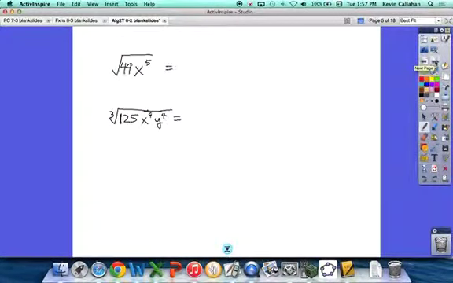Now it won't always be as simple as the last slide. Sometimes there's going to be some numbers involved. Sometimes there'll be more than one variable. Take the square root of 49x to the fifth. You could break it into the square root of 49 times the square root of x to the fifth.